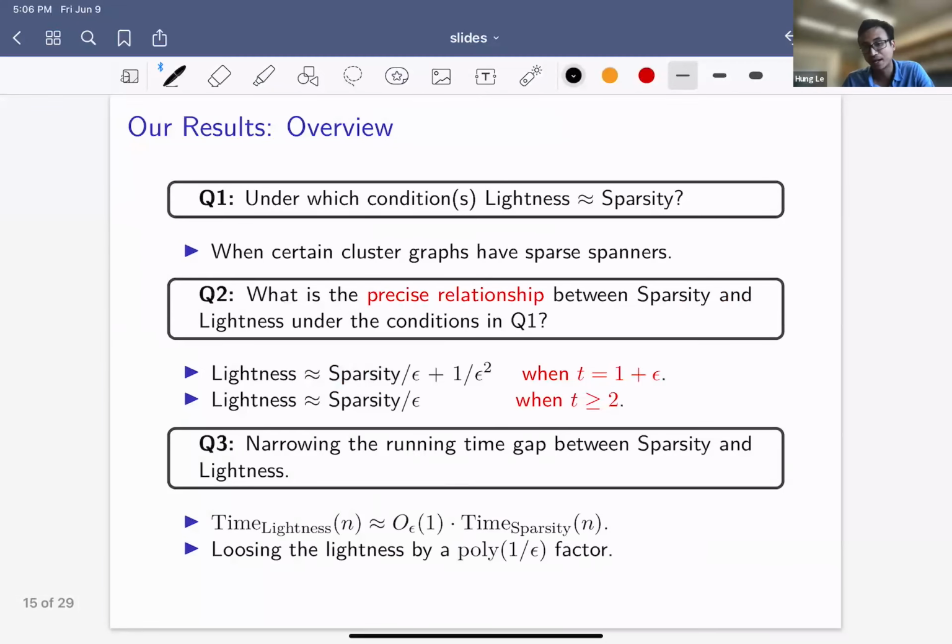And the third question, narrowing the gap of the running time: our framework allows you to obtain a light spanner with running time almost the running time to construct a sparse spanner, up to a constant factor, which could depend on epsilon, and it could depend on the dimension of the metric space. But in this fast construction, we lose in lightness by a factor of probably 1 over epsilon.